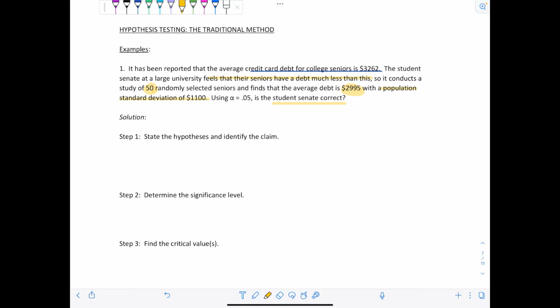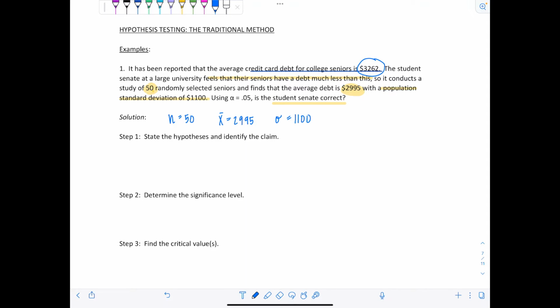Okay, so state the hypotheses and identify the claim. There's a lot of numbers going on in the problem. Don't let it freak you out. Notice here in the second part, I actually don't want you to look at the first part of the problem right now. It says this Student Senate conducts a study of 50 seniors. Okay, so that's your sample. N is 50. And it finds that the average debt is $2,995. That's the sample mean. That's your x bar. With the population standard deviation of 1,100. So sigma is 1,100.